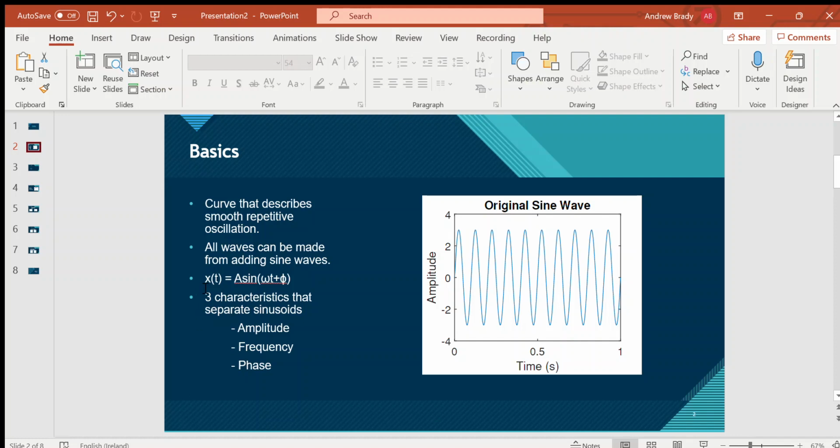This here is just the equation for sinusoidal signals, and the three characteristics that separate sinusoids are amplitude, frequency, and phase. And this picture is just an example of a sine wave.